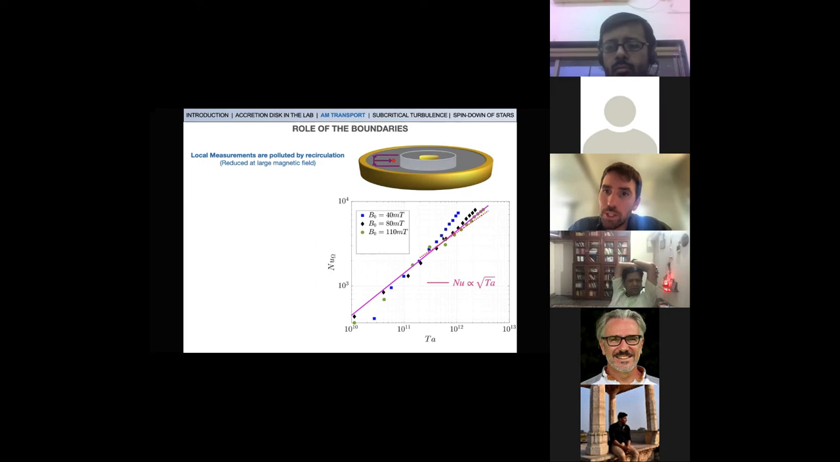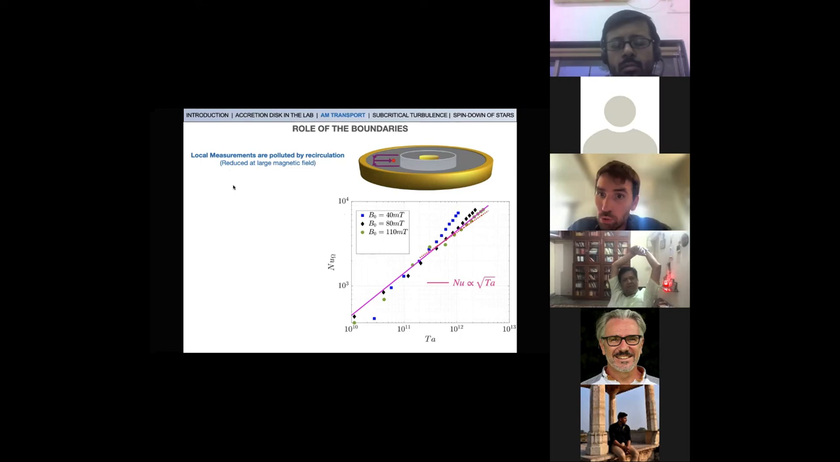But as you can see, if I really remove the radial flow, I go from 10 to the power 4 to 10 to the power 2. So even at strong magnetic fields, my local measurements still see a very strong radial flow. So I'm not suppressing it. I'm inhibiting it a little bit. I'm reducing this circulation, but I'm not suppressing it. You're completely right.